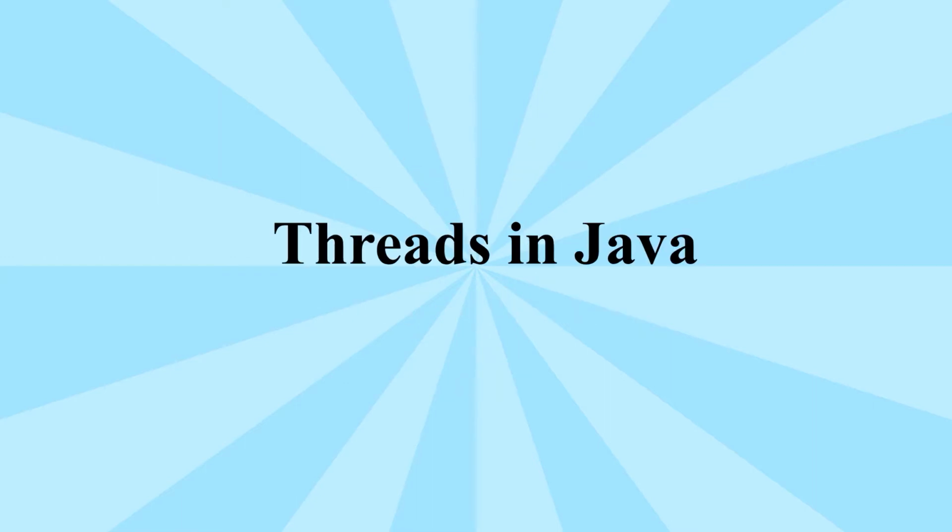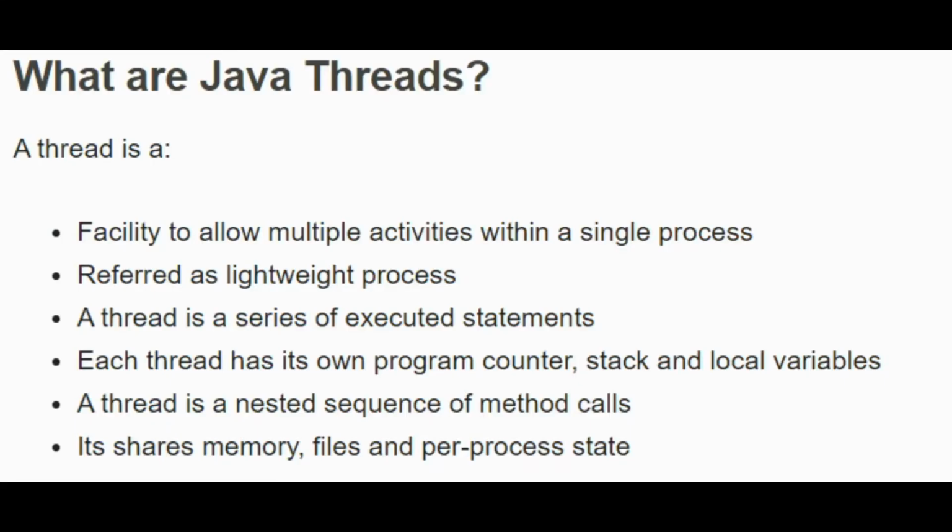Today we are going to study about Java threads. So what are Java threads? A thread is a facility to allow multiple activities within a single process. Referred to as a lightweight process, a thread is a series of executed statements. Each thread has its own program counter, stack, and local variables. A thread is a nested sequence of method calls. It shares memory, files, and per process state.